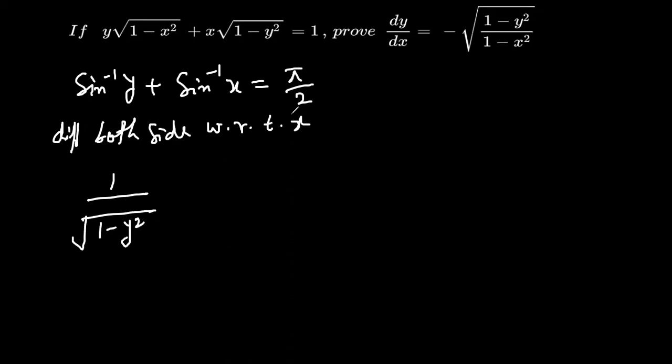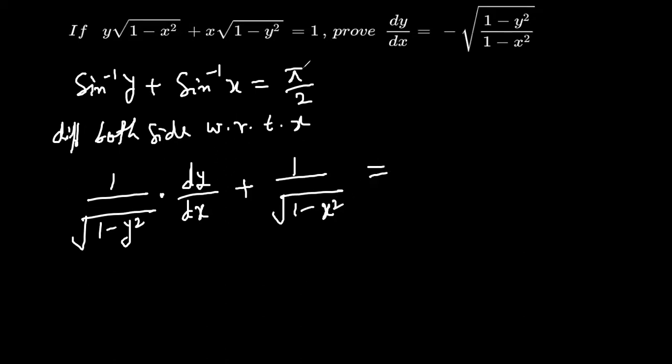We are differentiating with respect to x, right? So we'll multiply this by dy by dx. This is the chain rule. And plus the derivative of sine inverse x is 1 by square root of 1 minus x square. This is the formula. And the derivative of pi by 2 is a constant, and the derivative of a constant is 0.